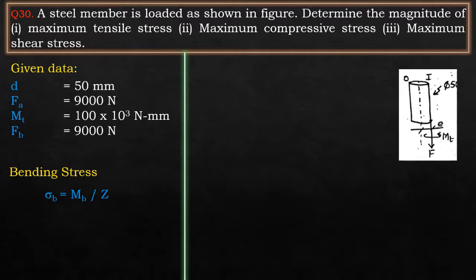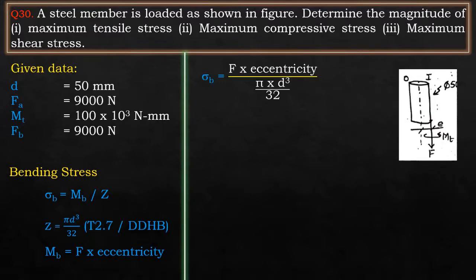The bending stress can be determined by using the equation sigma B is equal to Mb by Z. Z is given by the equation pi d cube by 32, where d is equal to 50 mm. So Mb can be determined by using the equation force into eccentricity. By substituting all these values and the eccentricity value of 25 mm, which is nothing but the diameter of the small rod, and substituting the value of diameter as 50 mm, we will be trying to determine the stress in case of eccentric loading.